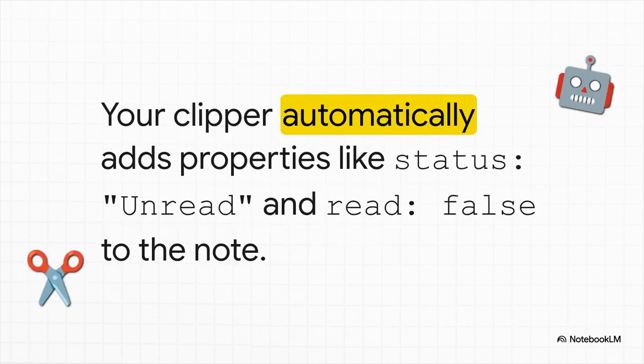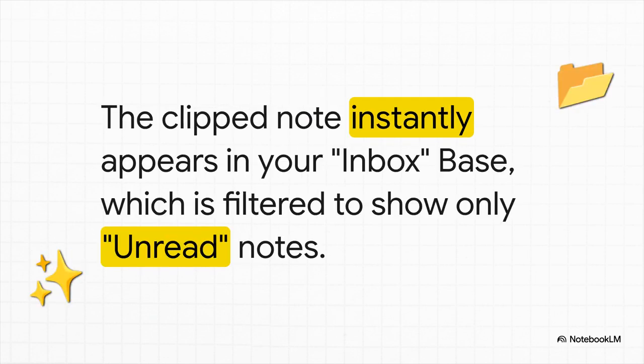Okay, so picture this. You're browsing the web. You find an amazing article you want to read later. You hit your Obsidian Web Clipper extension, which you've already set up to automatically add these two properties, a status of unread and read set to false, right into the metadata of that new note. The second that note saves to your vault, it just appears in your inbox base inside Obsidian. How?